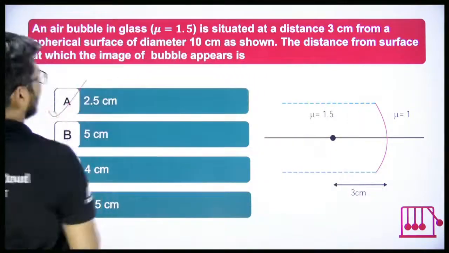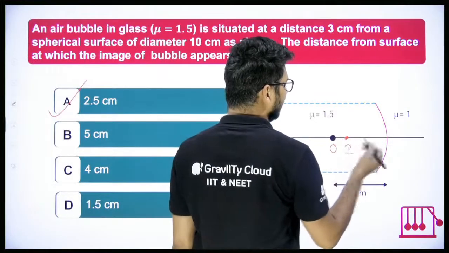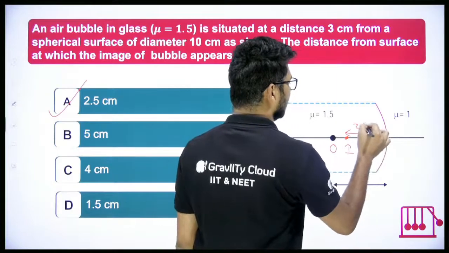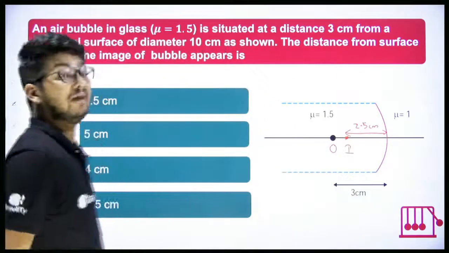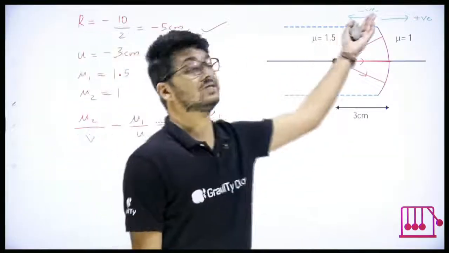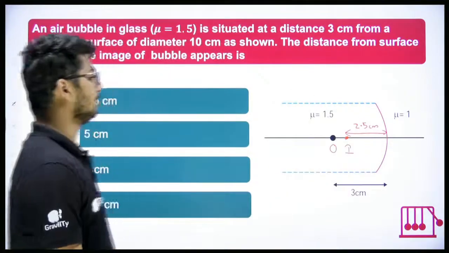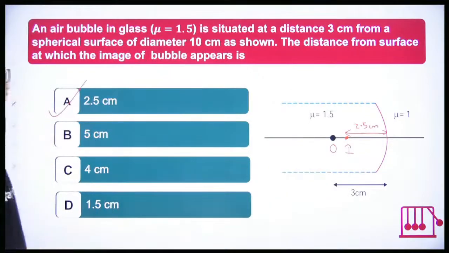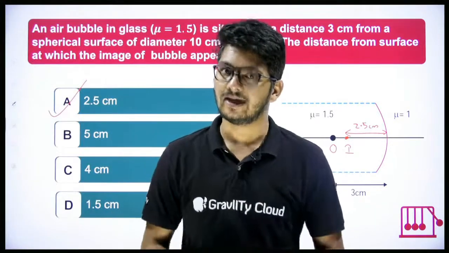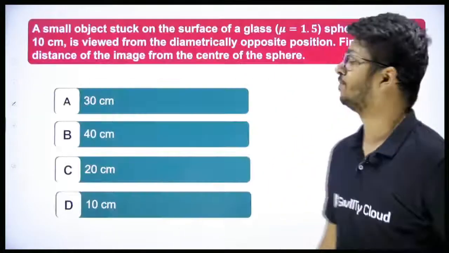See, object distance is 3 centimeters. So image would be somewhere here, where the image distance is how much? 2.5 centimeter. Why towards left? Because of minus. Minus will show that it is in the negative direction. Negative is towards left. So towards left of the surface, 2.5 centimeter. Simple, straightforward question. Yes? Good. I'll go into another similar question.